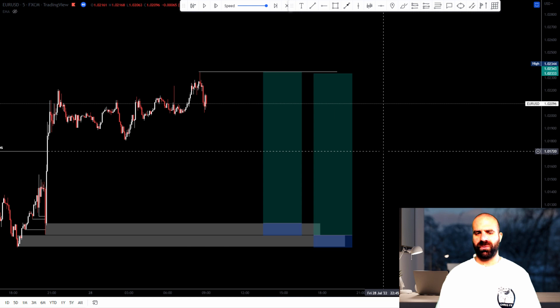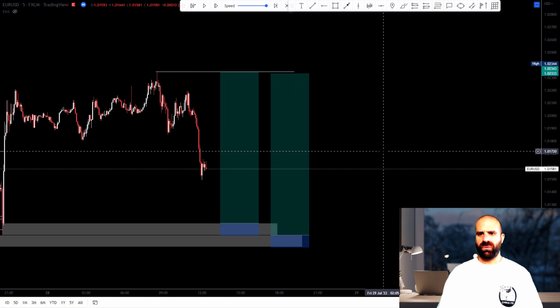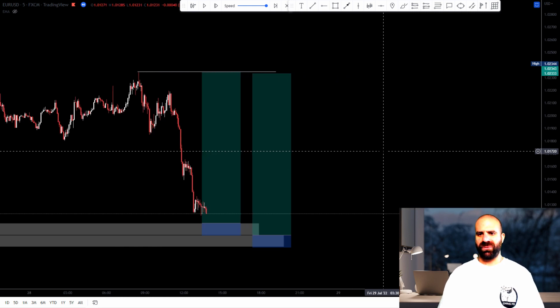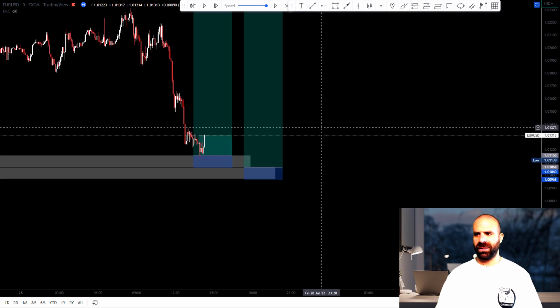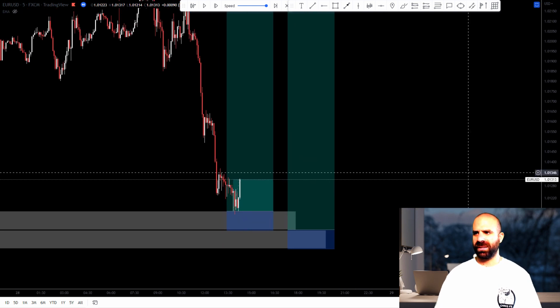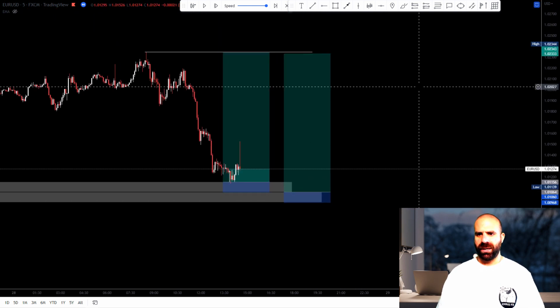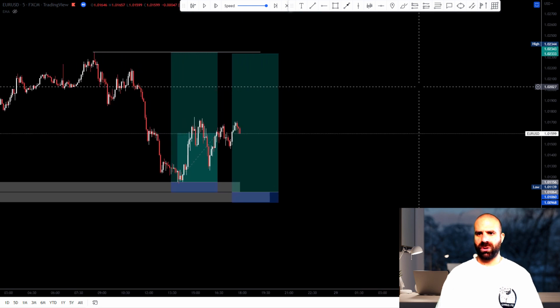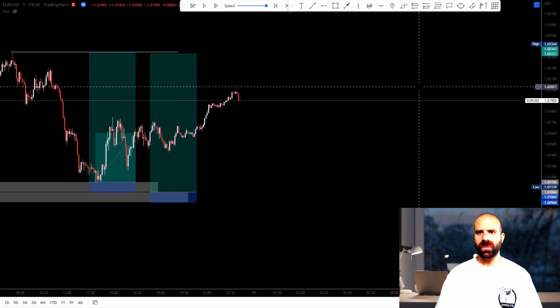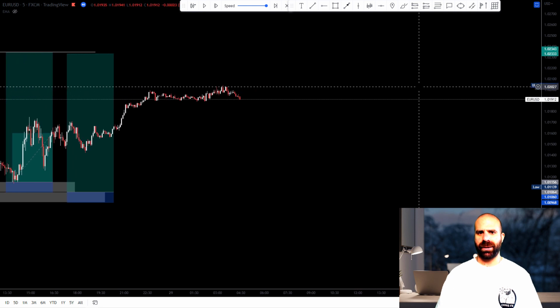Let's go, let's move forward. And we move forward and forward. Let's see if any one of those is going to be activated. This is activated, the first one. And are we going to retrace even more, or are we going to break the high?